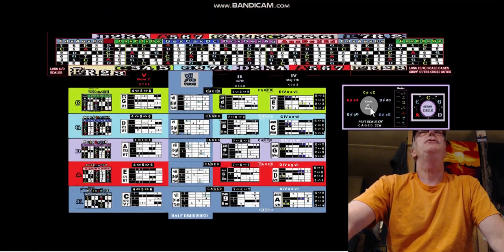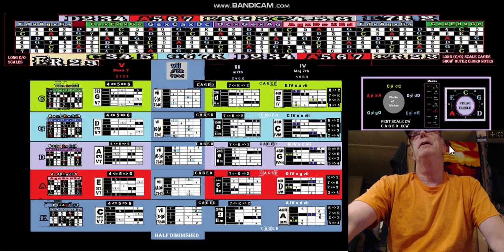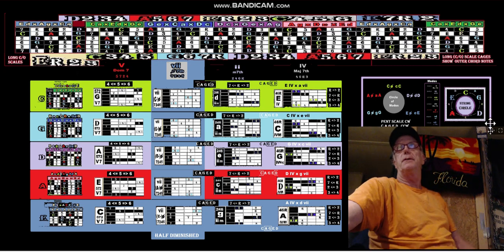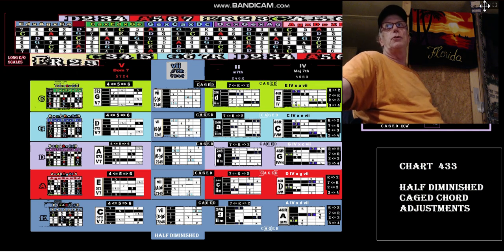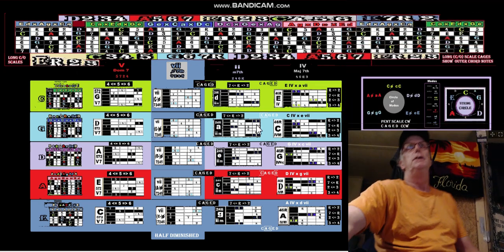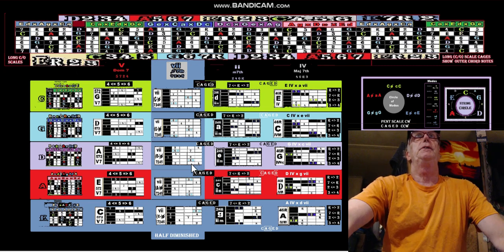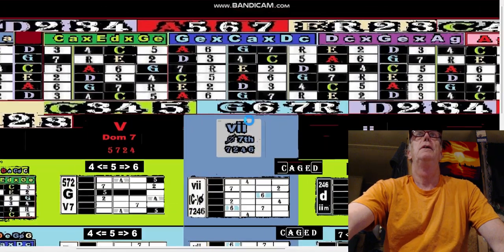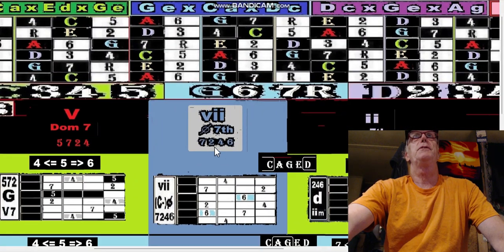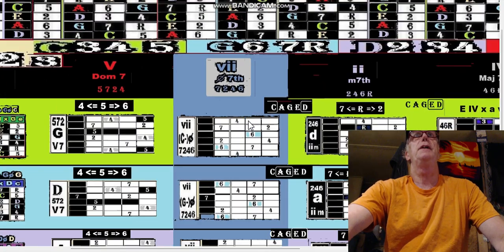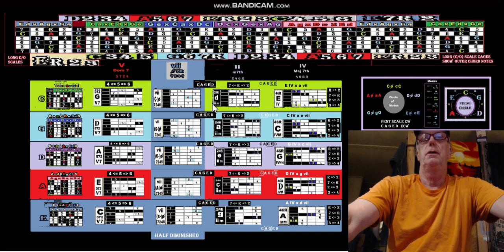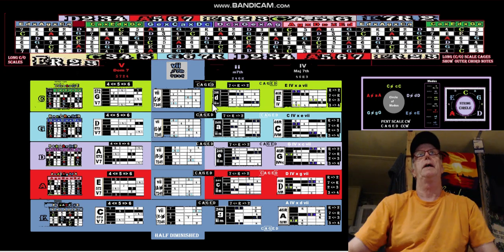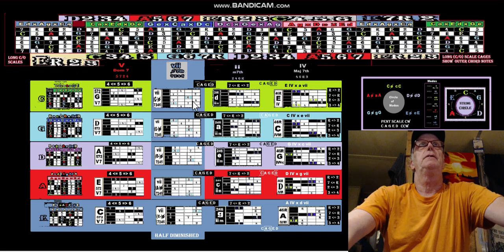Now the gist of this chart, once again, I see I'm not on the screen totally. I should back off a little bit. Half diminished caged chord adjustments. Here's what we're targeting right here. 7, half diminished seventh, 7, 2, 4, 6. Center of this little chart. Okay? Okay. So this is the center.